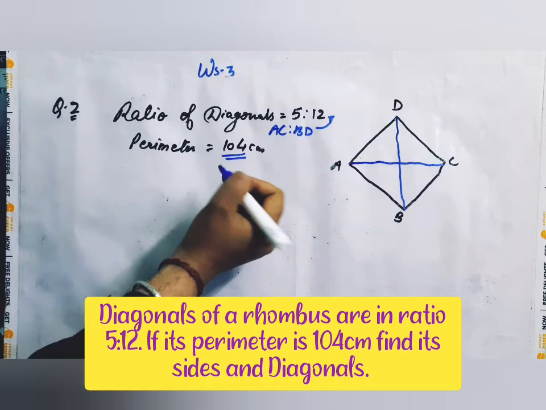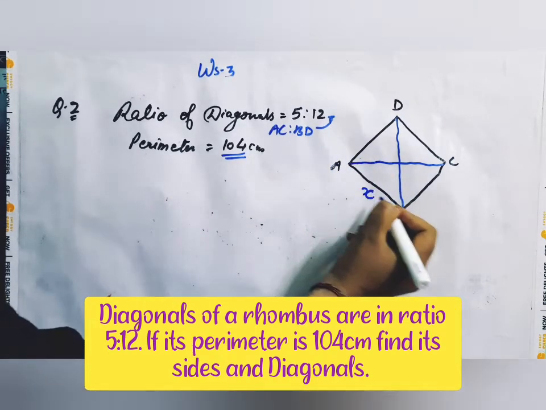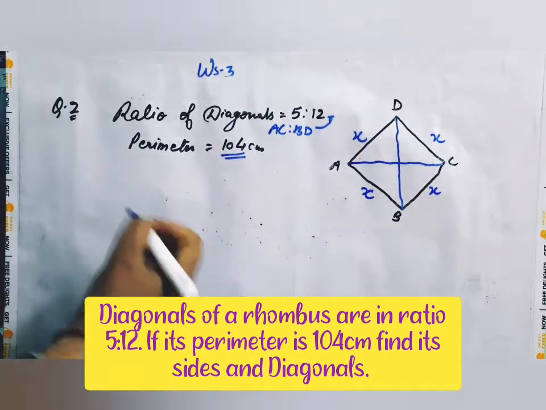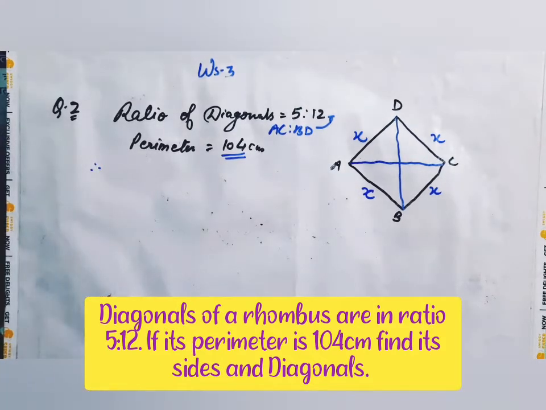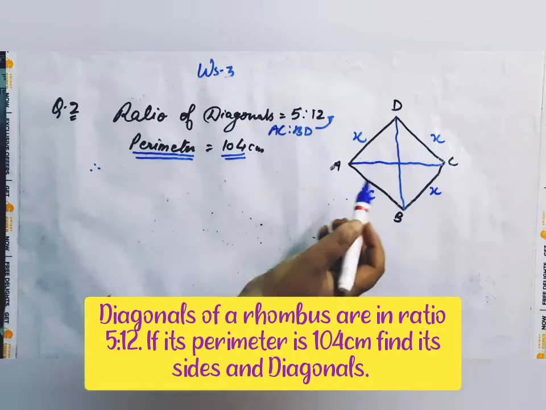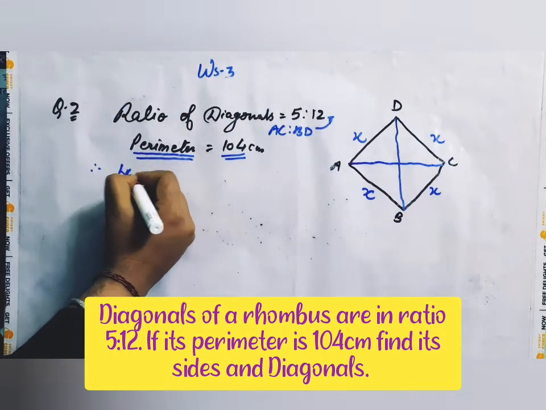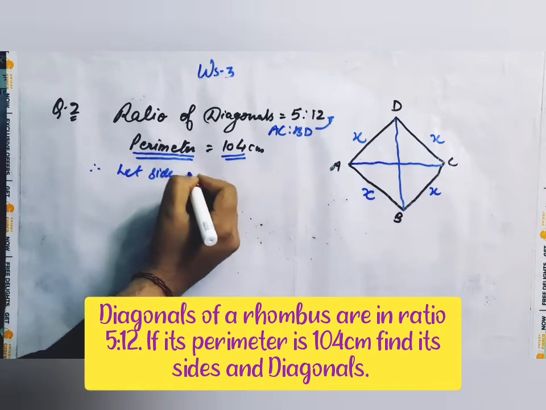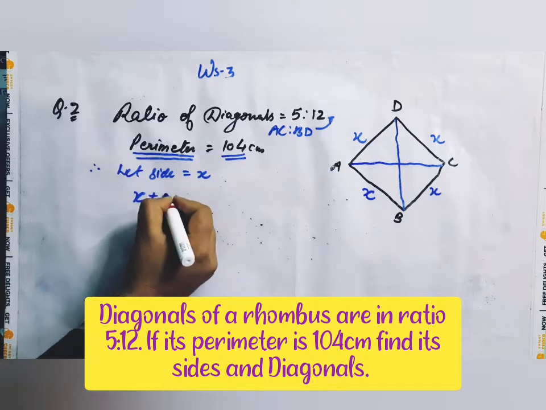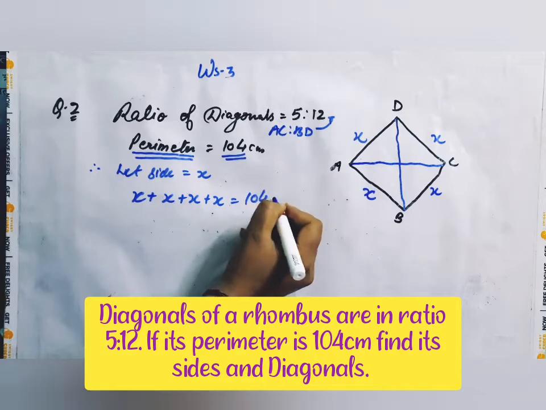So from the perimeter we can find out the side. Because all sides are equal, if one side is x, then all sides will be x. Now, we know that perimeter is the total length of the boundary. Total length of the boundary means x plus x plus x plus x. The perimeter is given, so x plus x plus x plus x will be equal to 104 centimeter.